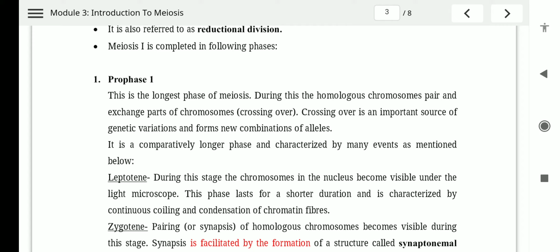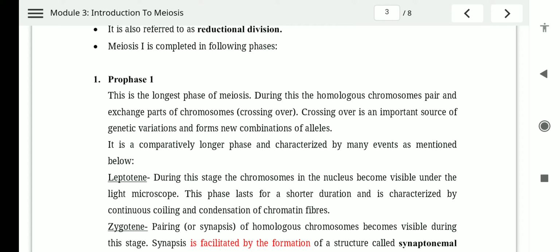In this stage, homologous chromosomes pair and exchange of genetic material occurs between parts of the chromosomes. So, homologous chromosomes get paired and exchange parts of the chromosome. This exchange of genetic material is called crossing over. Crossing over is an important source of genetic variation because between two different chromatids, exchange is done, and that is the variation. It forms new recombinations of alleles. So, prophase 1 is very important because here crossing over occurs.